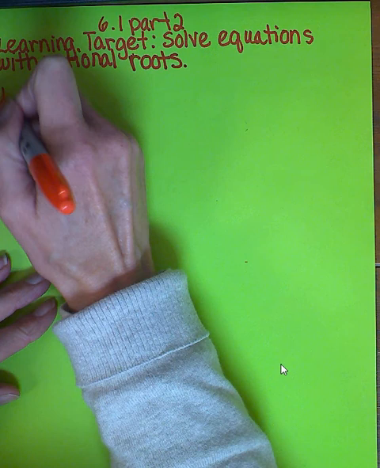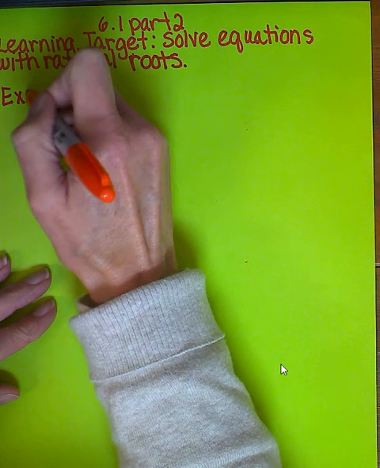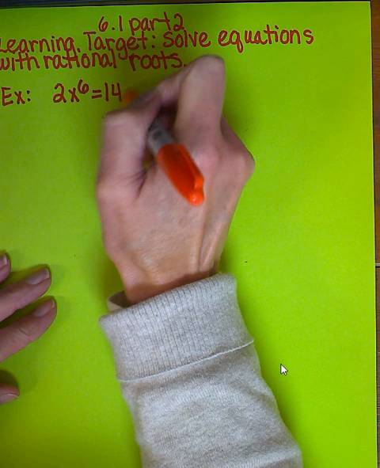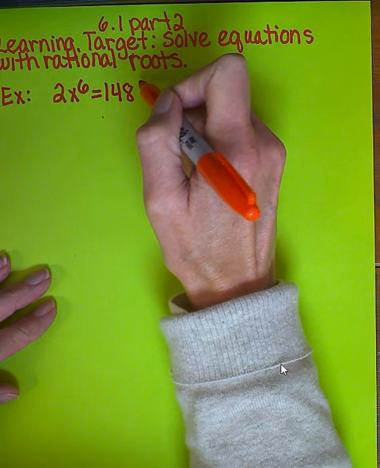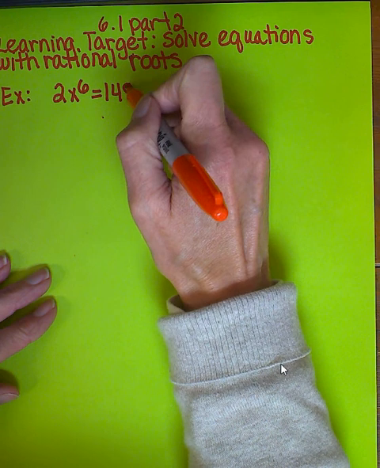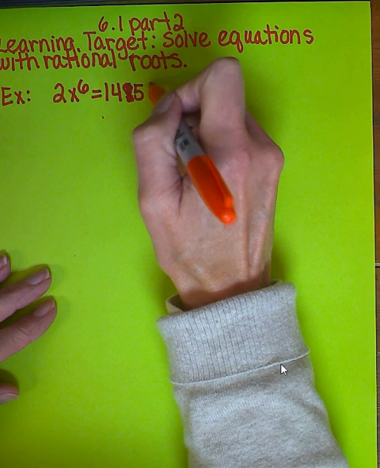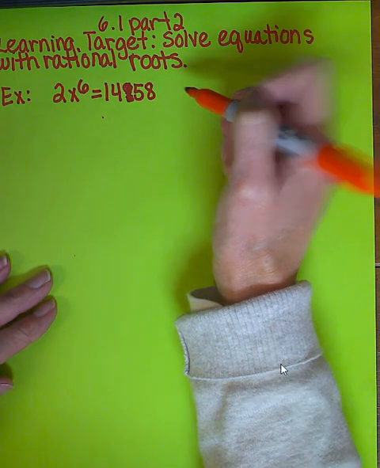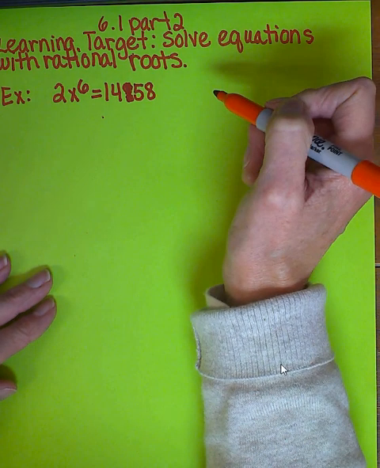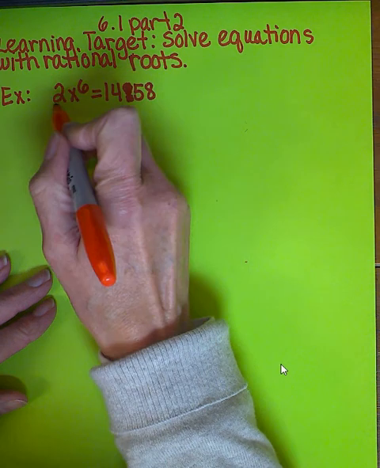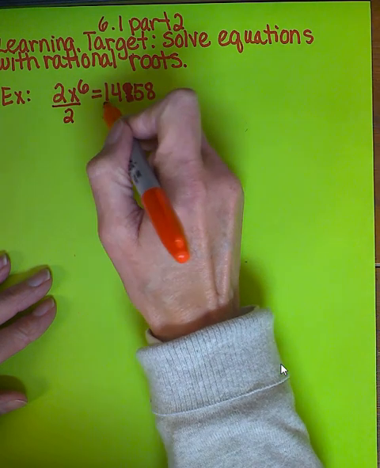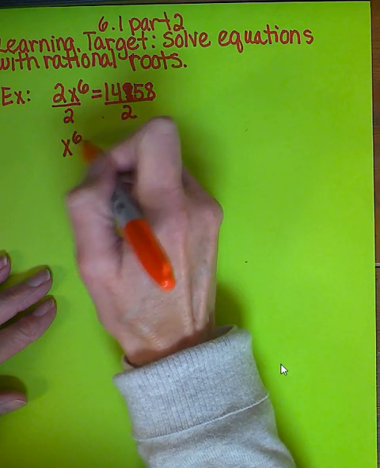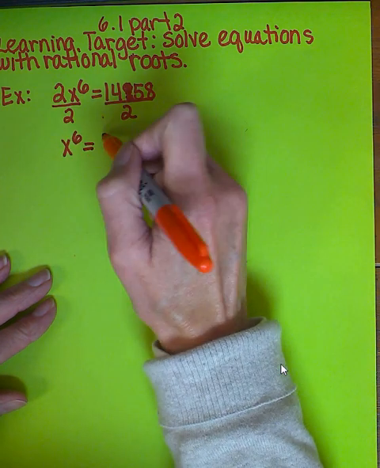So for example, if we had this equation and we wanted to solve it for x, sorry, this is supposed to be a 5. This is 1458. So what we would do, like always, we're going to isolate our variable term. So I'm going to divide both sides by 2. And that would give me 729.